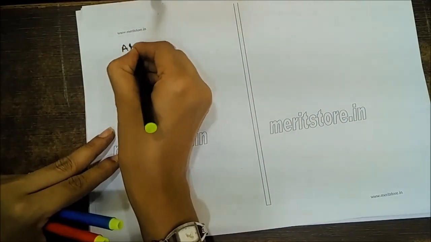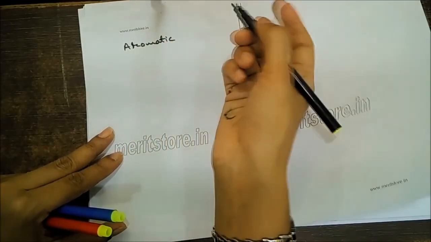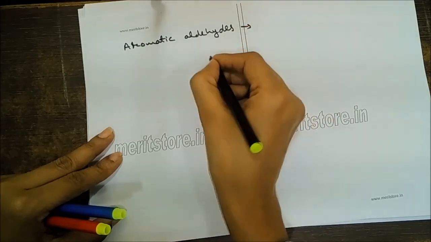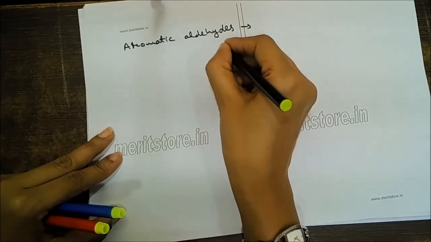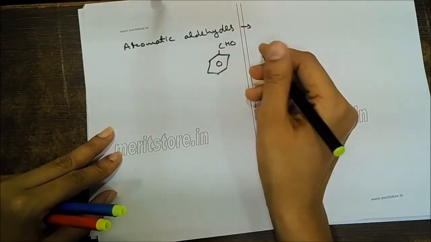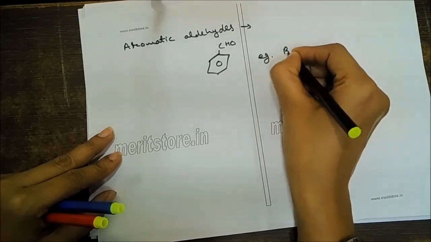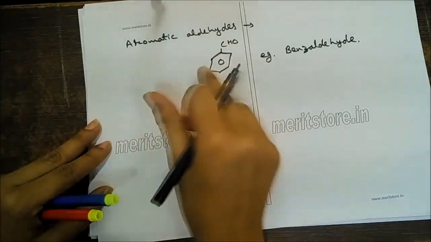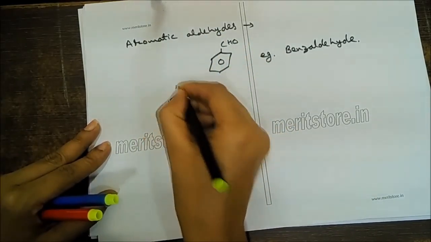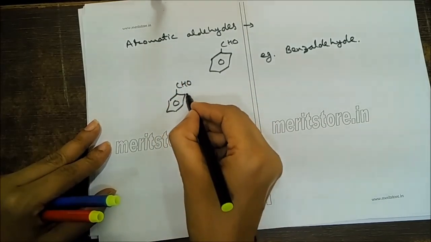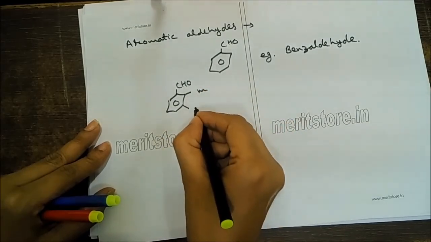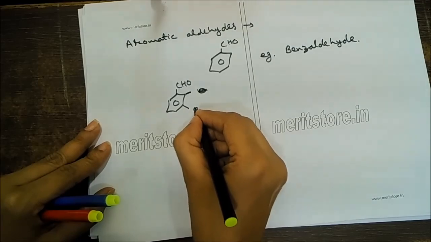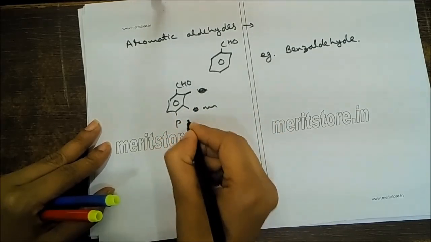For aromatic aldehydes, the aldehyde group is attached directly to the benzene ring, so its name is given by benzaldehyde. If any substituent is present on this benzene ring, its position will be given by ortho, meta and para. If any substituent is present here, it will be ortho, and if any substituent is present here, it will be given by meta, and here will be para.